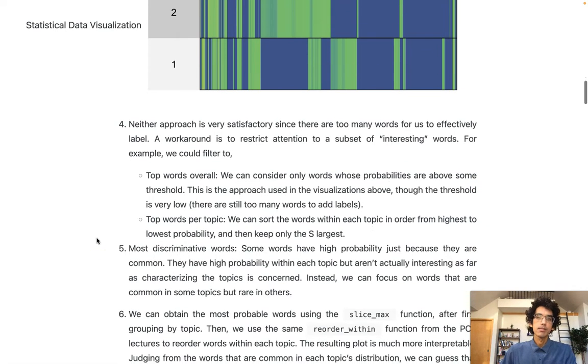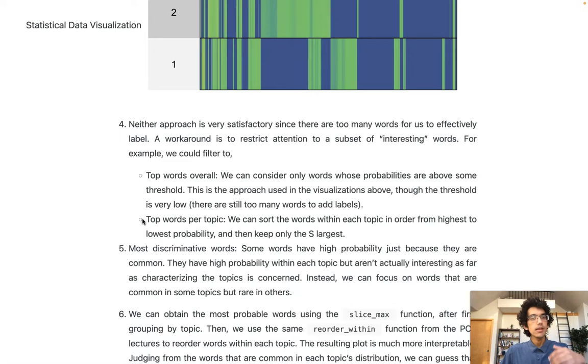Okay, so the issue for both of these is just that there are too many words. So the typical workaround, especially if you're sticking with something static, is we need to focus our attention onto something that's interesting. So how do you tell what is the most interesting word within a topic? There are a few strategies. The first could be, what are the most important words overall? So just look for words with a probability above some threshold. Another is you can look for each topic, what is the most important word? What is the highest probability word for each topic?